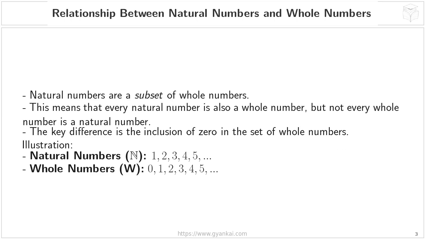Let's look at the illustration. Here we see the set of natural numbers, represented by the capital letter N, and it lists 1, 2, 3, 4, 5, and so on, indicated by the 3 dots, meaning it continues infinitely.